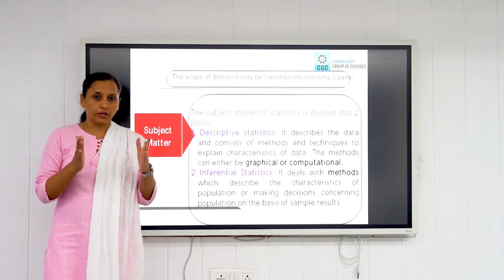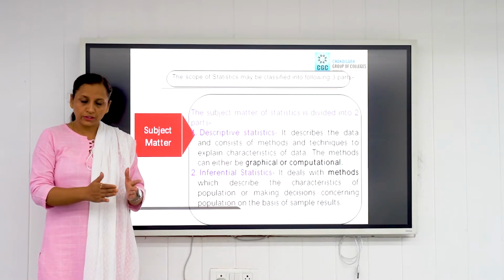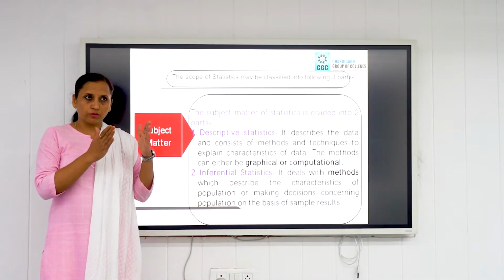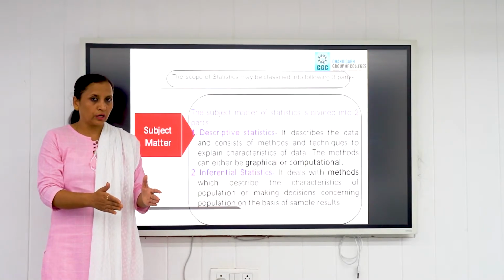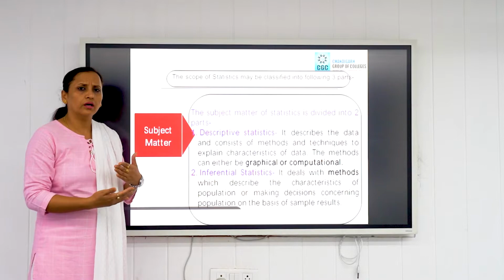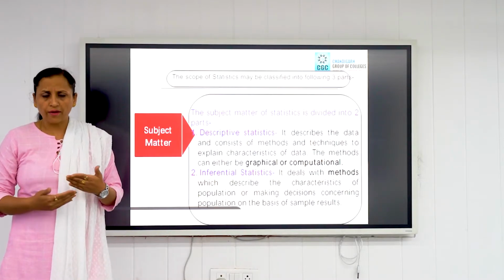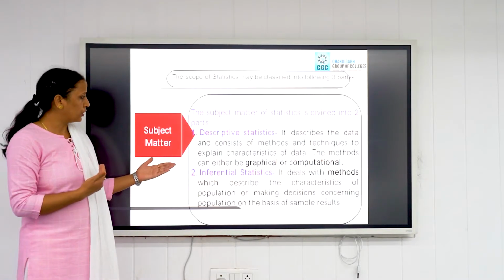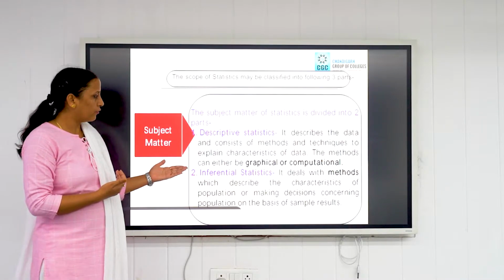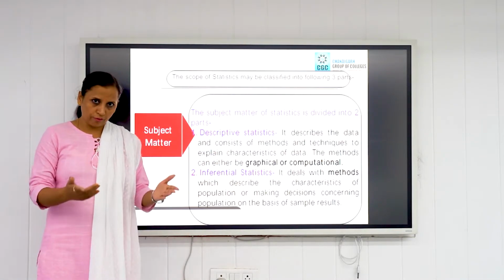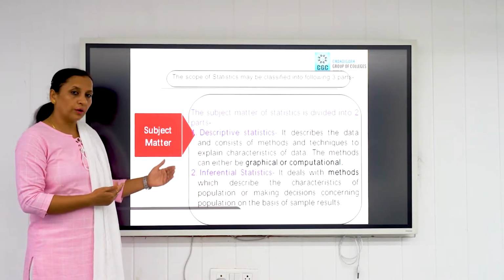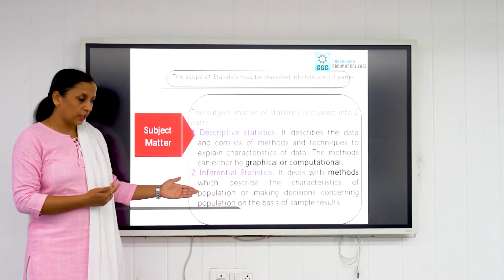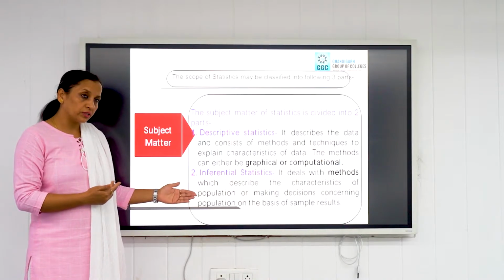Suppose I collect income data and I want to know the average of that particular income, so I can calculate the average through the mean. This is the descriptive statistic only, and we can also represent our data in a graph. So this is the descriptive statistic, right? And after descriptive statistic, the inferential statistic. What is the inferential statistic?